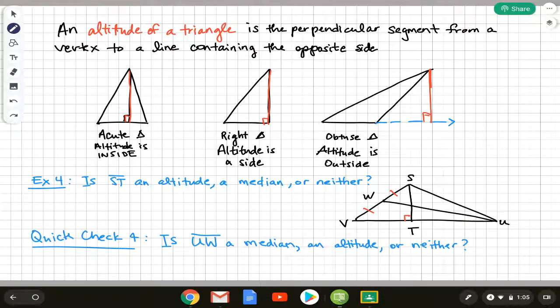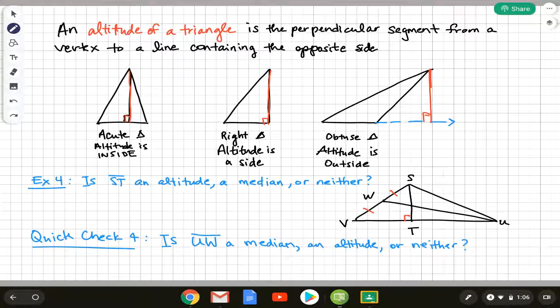All right, one more line that we're going to define in a triangle. An altitude in a triangle is the perpendicular segment from a vertex to a line containing the opposite side. So remember, the median went from a vertex and it had to go to the midpoint of the opposite side. Now the altitude has to be at a right angle. It does not have to go to the midpoint.